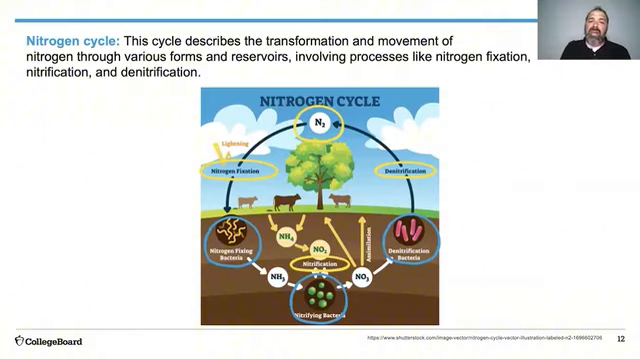So as you see this process, you don't necessarily have to memorize this cycle, but you need to be familiar with how nitrogen cycles through the environment.